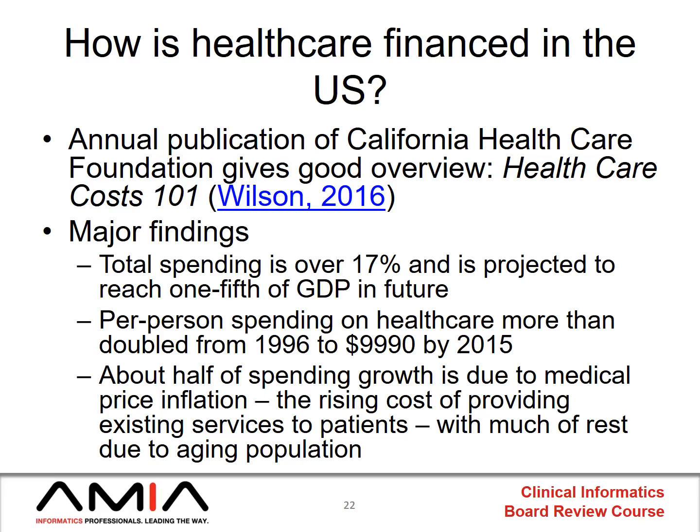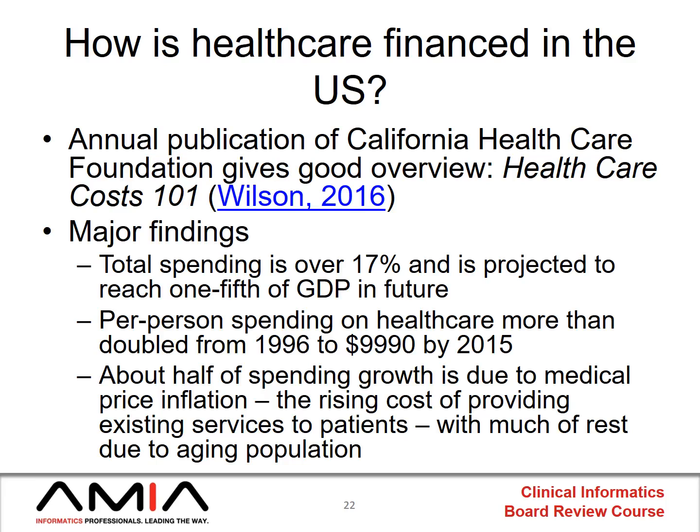How do we finance healthcare in the United States? One good source of information is the annual report called Healthcare Costs 101 that is produced by the California Healthcare Foundation. Some major findings from the most recent report are that total spending is now over 17% of the entire gross domestic product of the U.S., and in the future is projected to reach as high as 1/5 of the entire output of the economy.